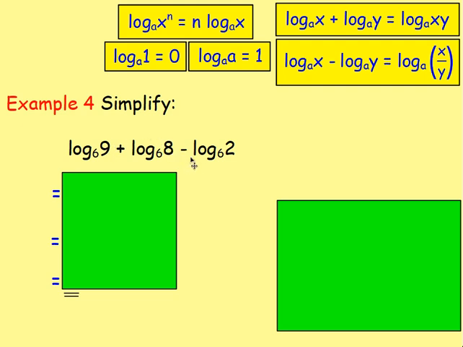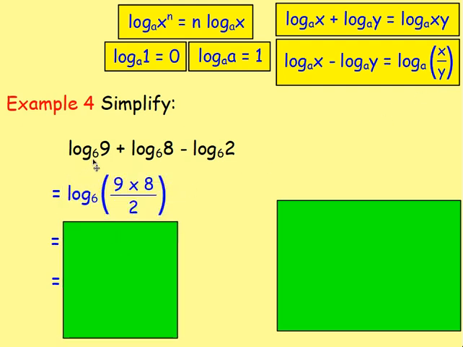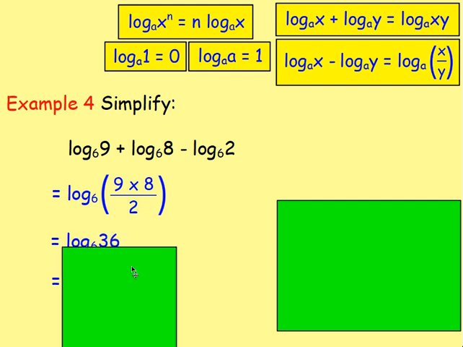But then we're subtracting log base 6 of 2. And when you're subtracting, it would become divide. So really, if you put them all together, you'd have log base 6 of 9 times 8, and then you're dividing by 2. Notice it's log base 6 in each of them. From there, you would work out 9 times 8 divided by 2, which will give you 36. From there, you'd have log base 6 of 36.